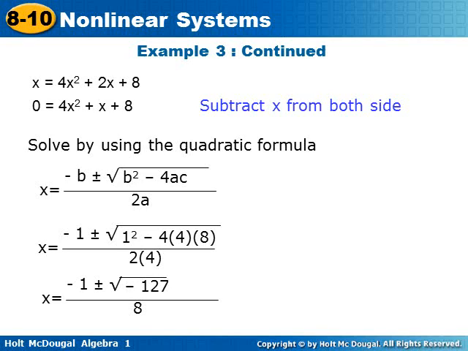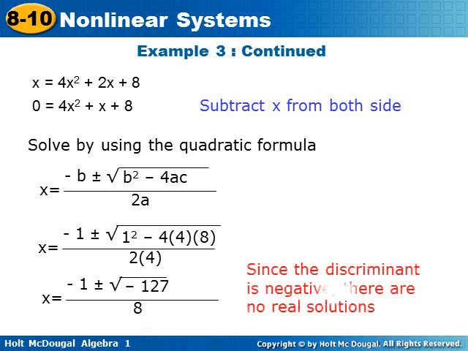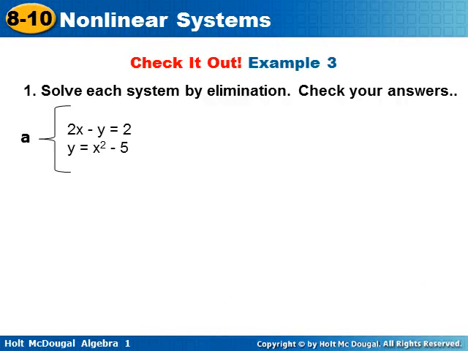So what we're going to do is solve using the quadratic formula. So we get x equals negative b plus or minus the square root of b squared minus 4ac, divided by 2a. So that's x equals negative 1 times 1 plus or minus the square root of 1 squared minus 4 times 4 times 8, divided by 2 times 4. So that's x equals negative 1 plus or minus the square root of negative 127 divided by 8. Since the discriminant is negative, there are no real solutions.